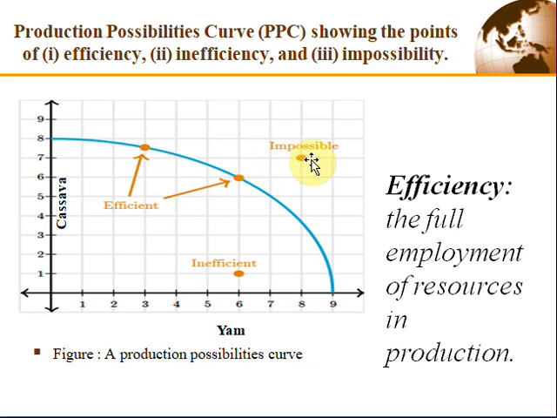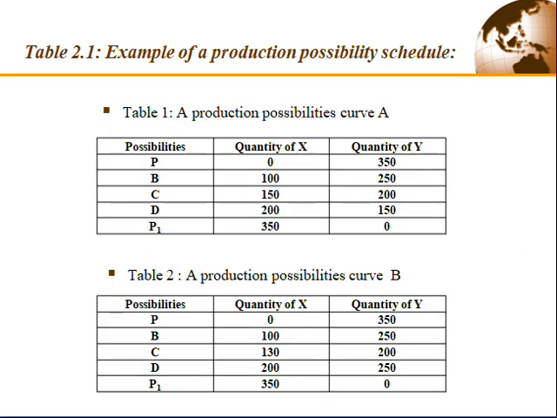And somewhere outside the graph is not possible, because your resources will not support production somewhere outside this particular curve. So efficiency is the full employment of the resources in production. That is the efficient combination of outputs that are possible, which will be on your production possibility curve. So that is the point of efficiency. Let me show you an example using a table.